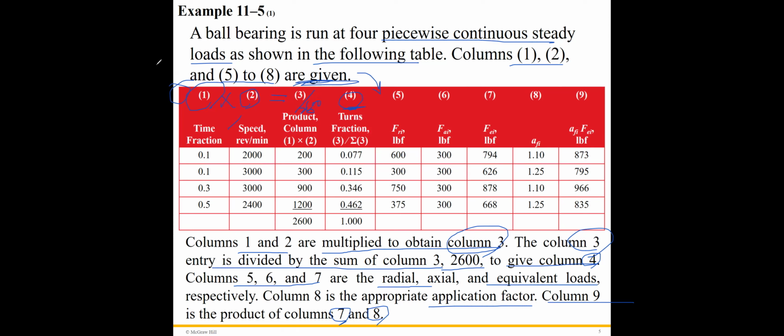Okay, so column 3 is a product of column 1 and column 2. Column 1 is the time fraction, and column 2 is the speed in RPM, so it's time times RPM. And column 4 is column 3 divided by 2600, so it's a summation of column 3.